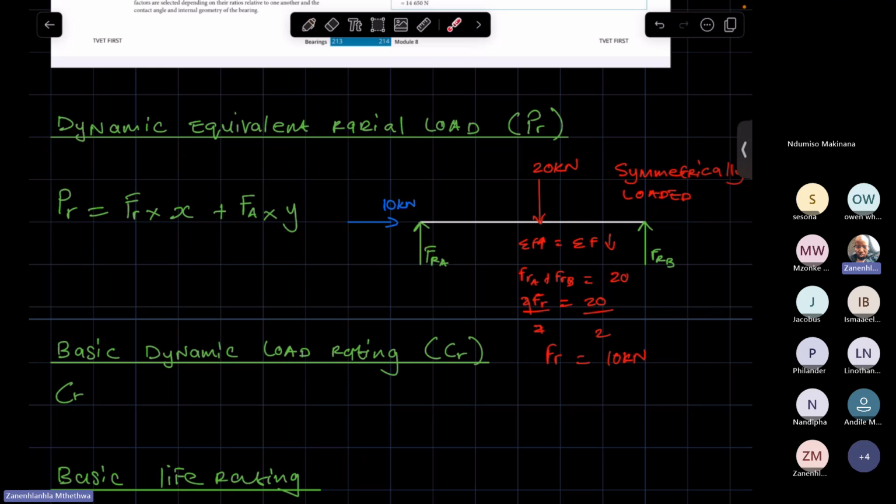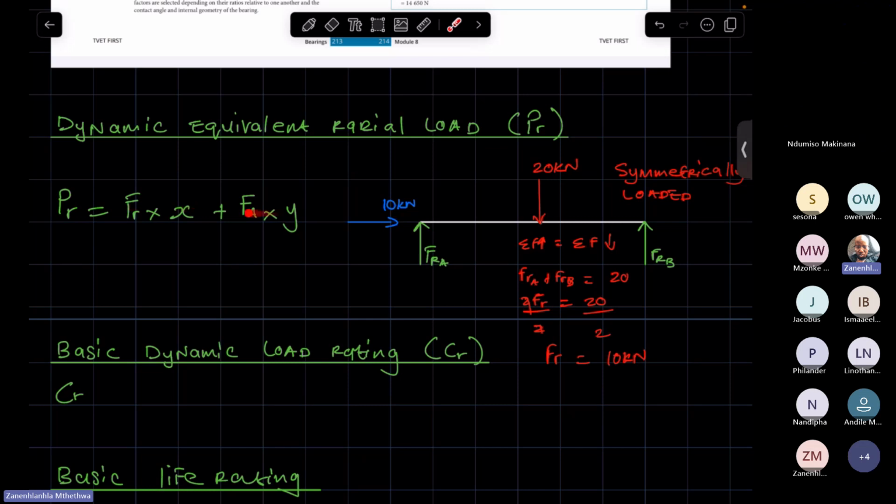So each of these bearings in this scenario will be supporting half the radial load that the shaft is being subjected to. Similarly with the axial load, the shaft is being subjected to a 10 kilonewton axial load. Again, the shaft is symmetrically loaded. Hence, this will be taking half of this axial load.